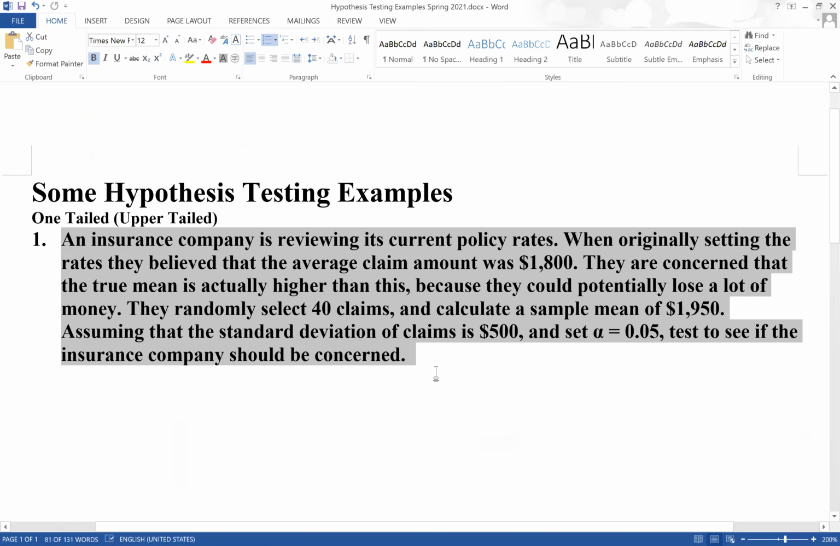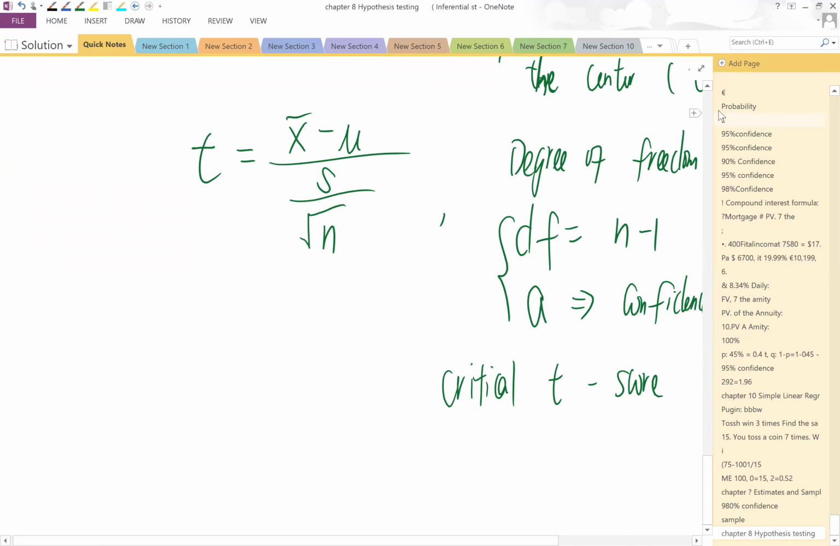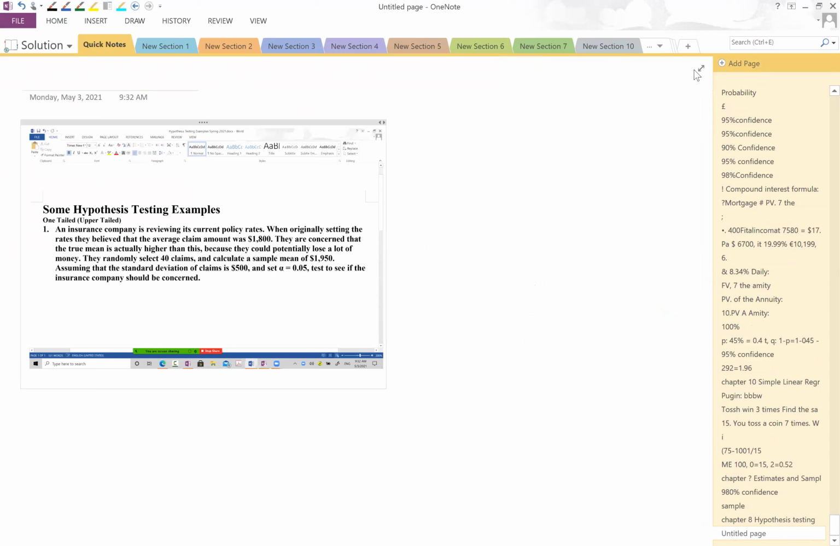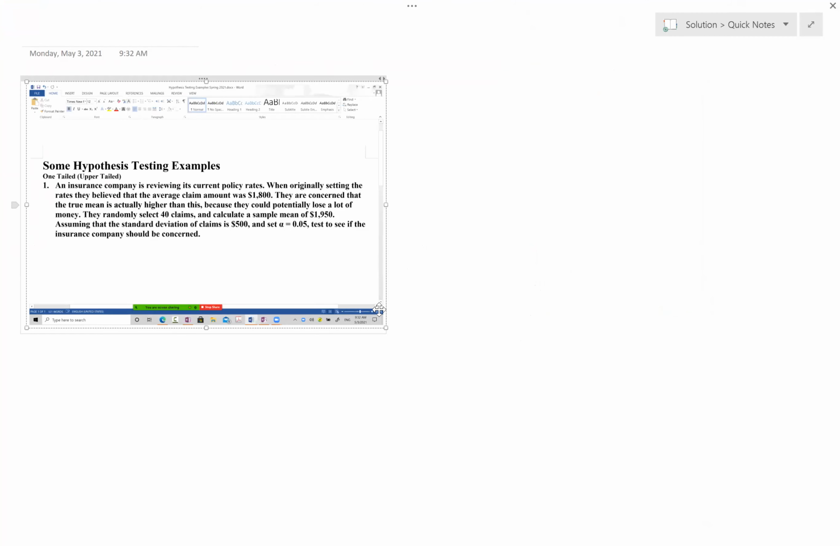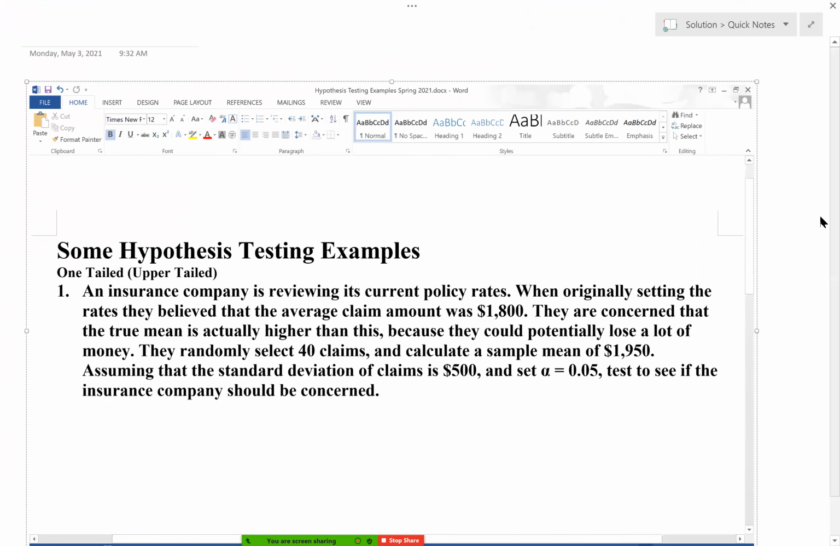Example 1 is about a z-test, so using the z-score to determine the outcome of the hypothesis testing. Let's go through that step by step. So now let's look at this. First of all, let's analyze what we have so far in the question. All right, so an insurance company is reviewing the current policy rates.